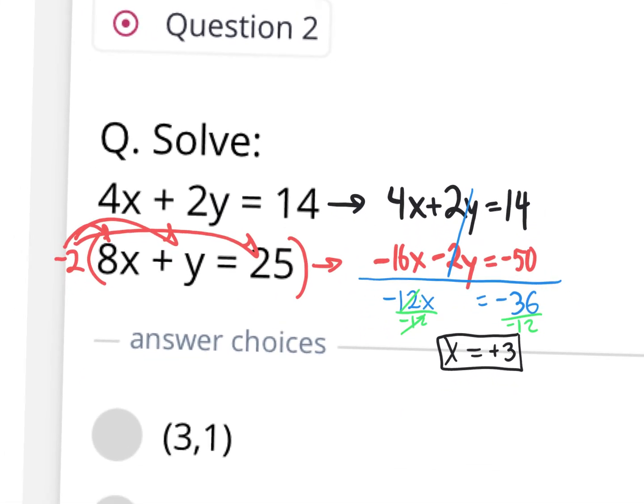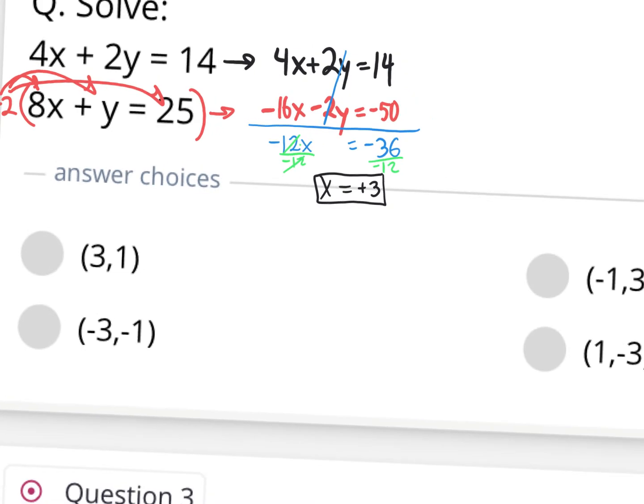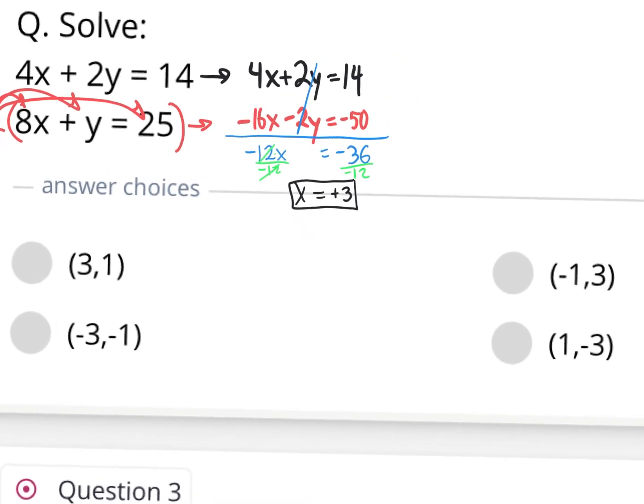is it just x? No, look at our answer choices. They are ordered pairs. So just based on that one single answer, x equals 3, this one has the x value of negative 1. Remember, ordered pairs are x values and y values. This x value is positive 1, this x value is negative 3. The only one that has the x value being positive 3 is this one. So we already know that this is our answer.